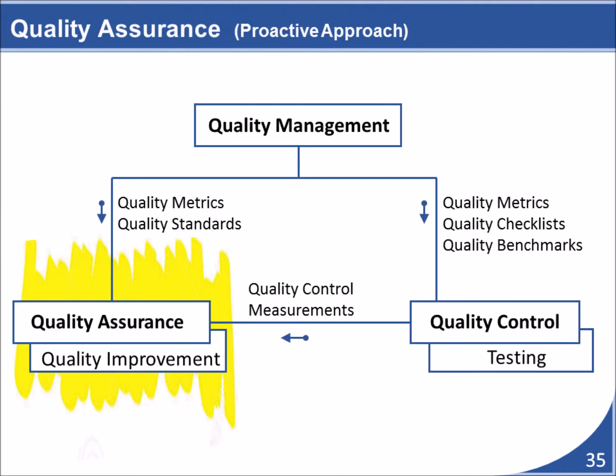That was an introduction to the idea of quality management. Now let's look at quality assurance. Quality assurance uses the metrics and quality standards that are defined as part of quality management, along with the verification data that is collected in quality control, to assess and improve the project's processes and procedures.